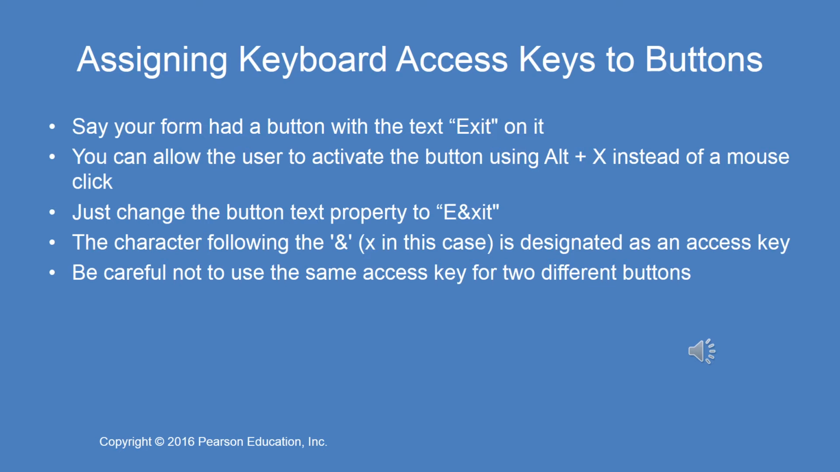And the way you do that, and it's a very cool feature, is you just put the ampersand before the letter in the text property. So in this particular case, the text property would be capital E ampersand XIT. And the character following the ampersand, and in this case it's the X, is the Alt or access key. You want to be careful not to use the same access key for 2 different buttons, because that will cause a problem.